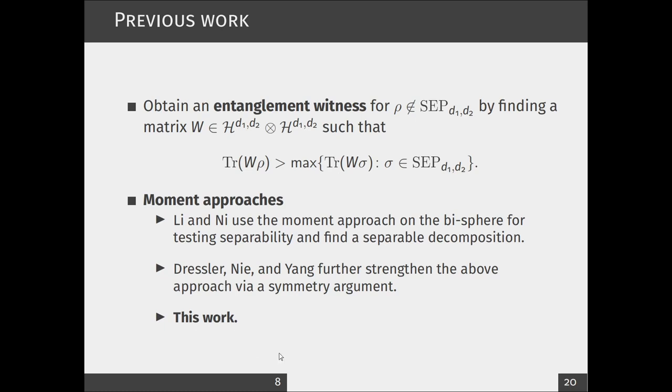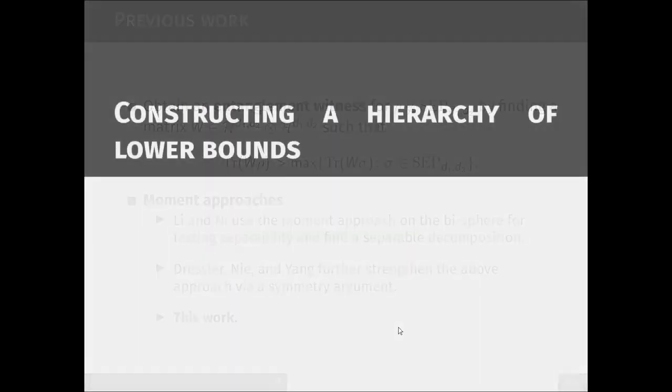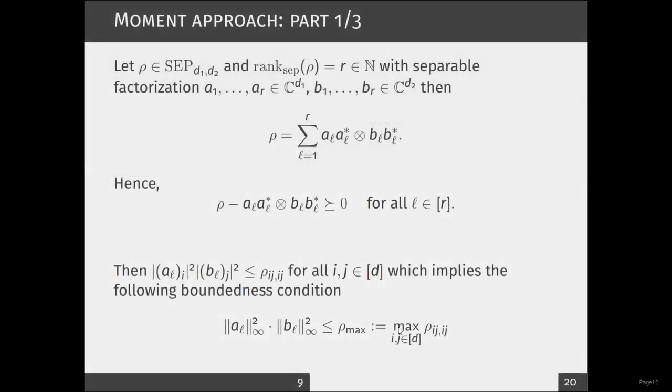And then this work. So what is this work? It's constructing a hierarchy of lower bounds. Let's jump right into how we do this. Let your rho be from SEP. Assume that it has separable rank r, with a given factorization by these A's and B's. Then by definition, we have that. Hence, rho must be PSD bigger than all of its factors.